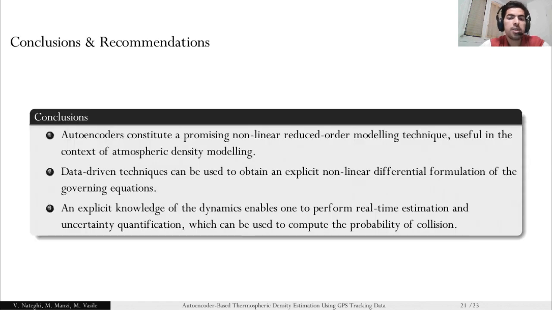As a conclusion, I can say that autoencoders proved themselves as a promising nonlinear reduced order modeling technique. We showed that data-driven techniques can be used to obtain an explicit expression of the system which has nonlinear governing differential equations. And the result of explicit knowledge of the system lets us perform uncertainty quantification, specifically for the probability of collision in this project.